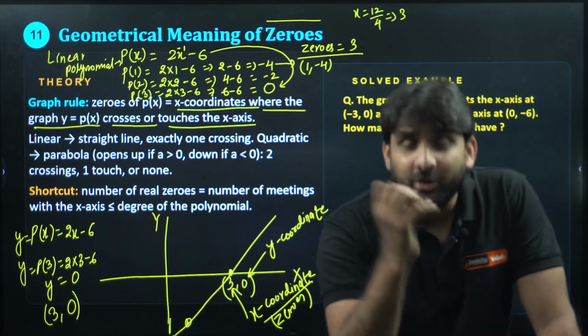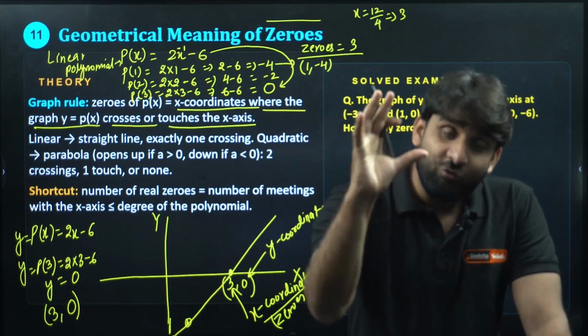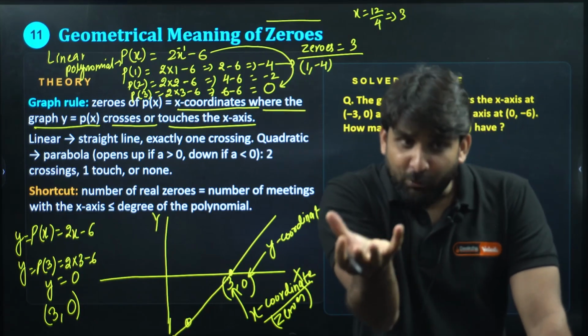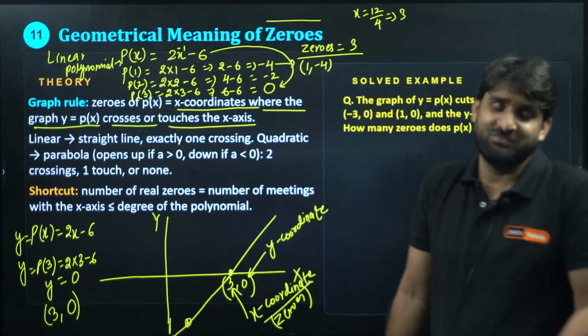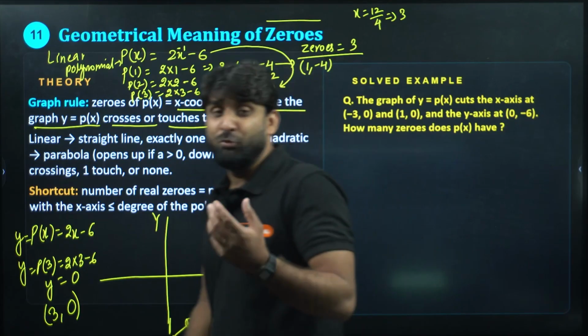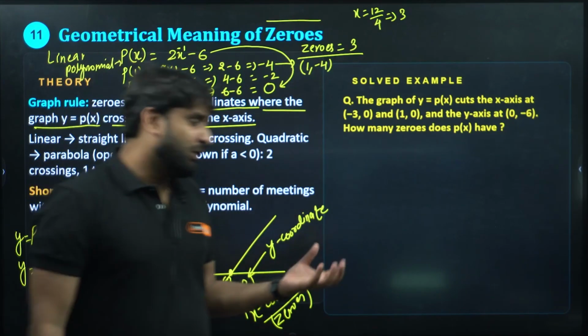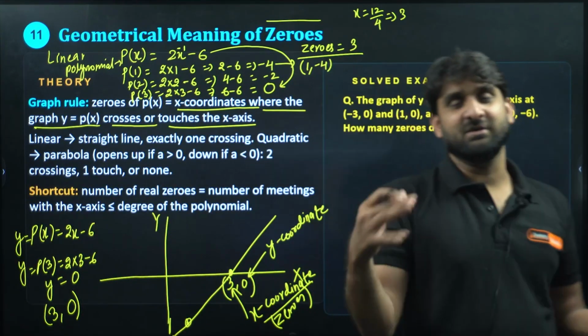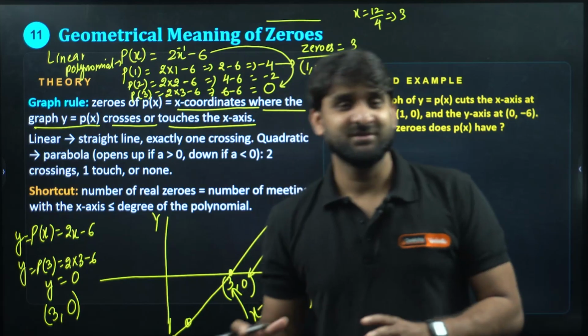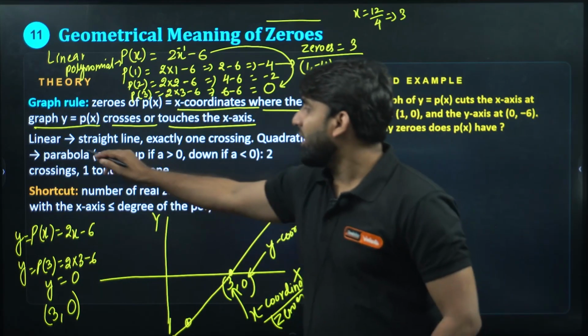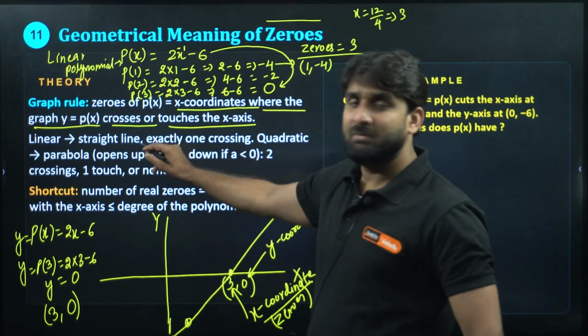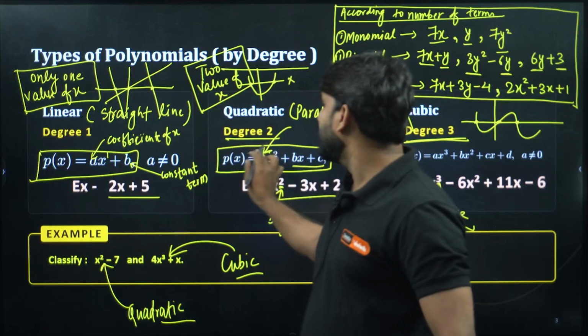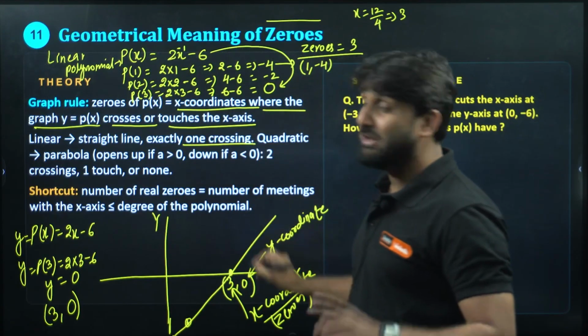Zeros are the x coordinates where the value of the polynomial is equal to 0. We can also keep one thing in mind: the value of the polynomial we can consider as the y-axis, right? So this is all about it. Now for a linear polynomial, a straight line will be there, with exactly one crossing.